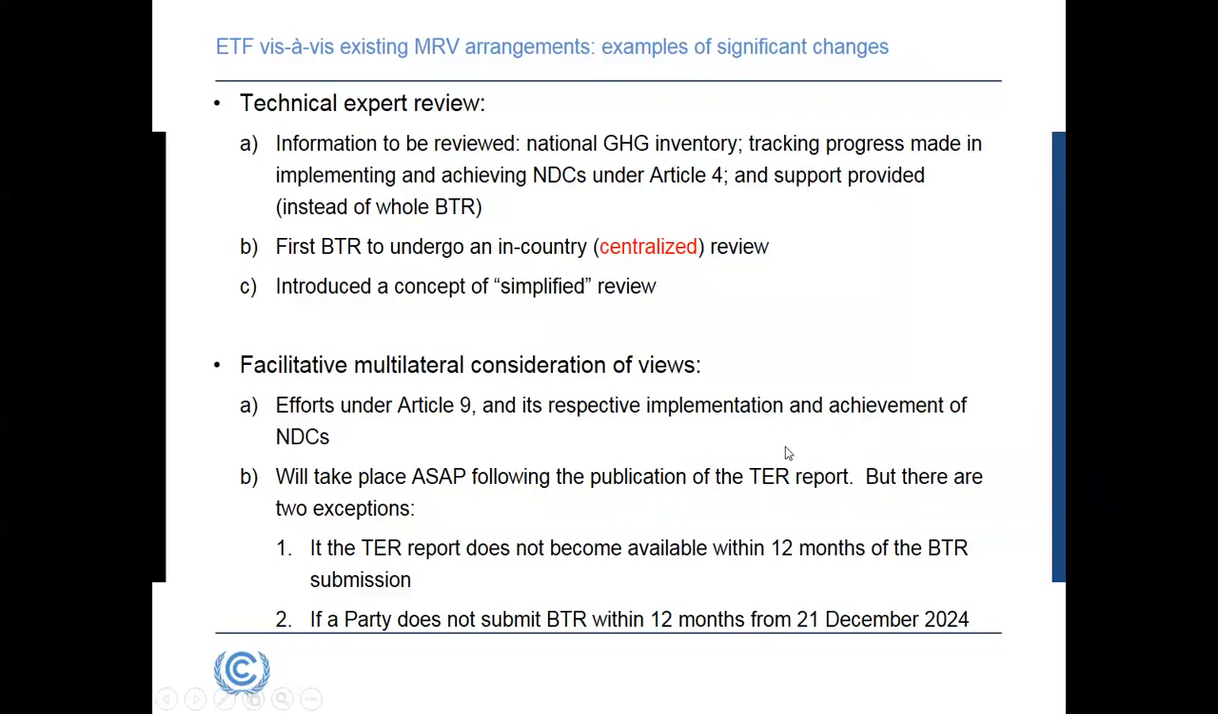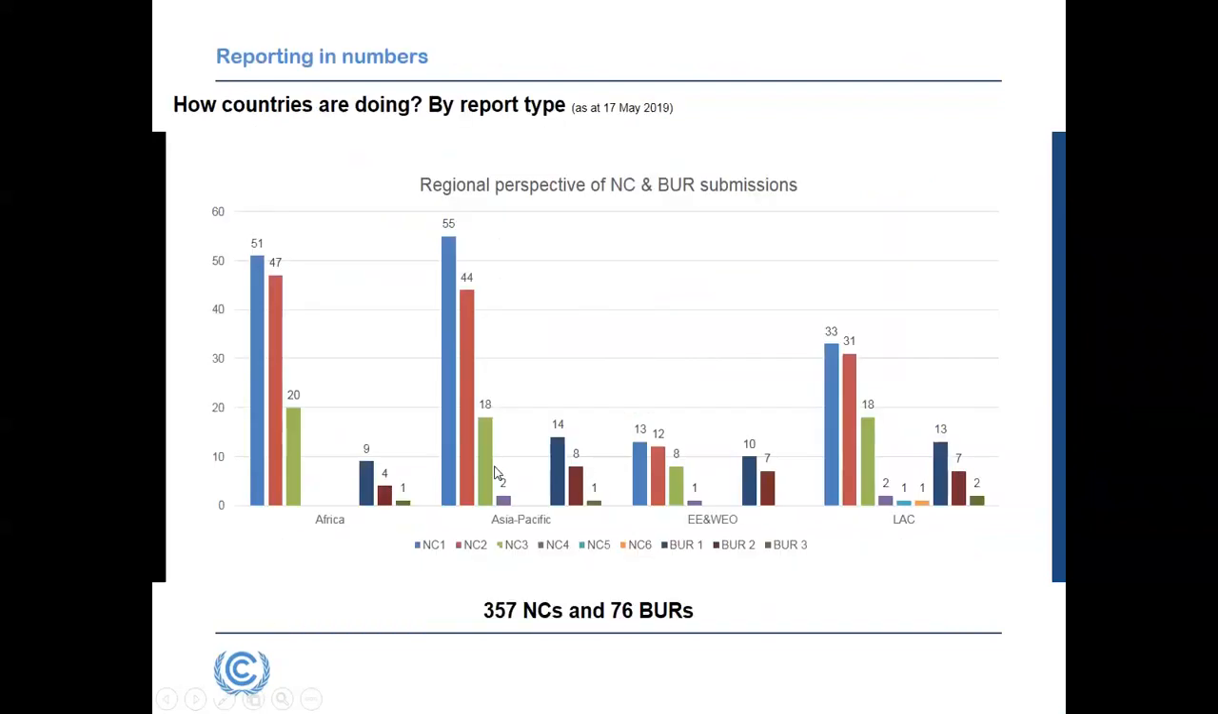This will take place as soon as possible after the publication of the TER report, but there are two exceptions. If the TER report does not become available within 12 months of the BTR submission, and if a party does not submit a BTR within 12 months from December 21st of 2024. Those are the two exceptions for the FMCV.